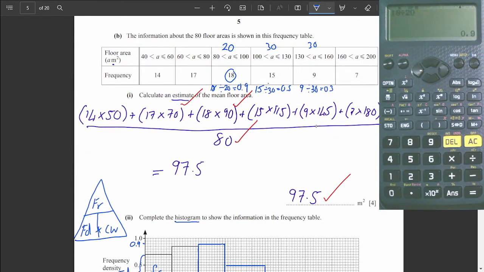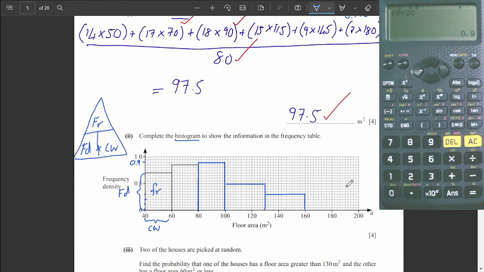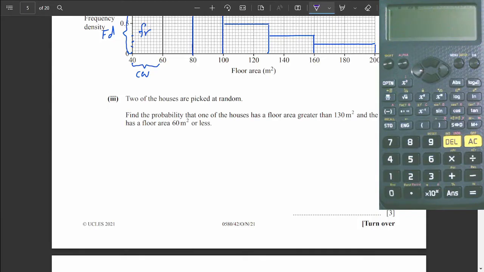And the last bar, class width is 40. 7 divided by 40 equals 0.175. 0.175 would be halfway between the third and the fourth square. Accuracy is very important.